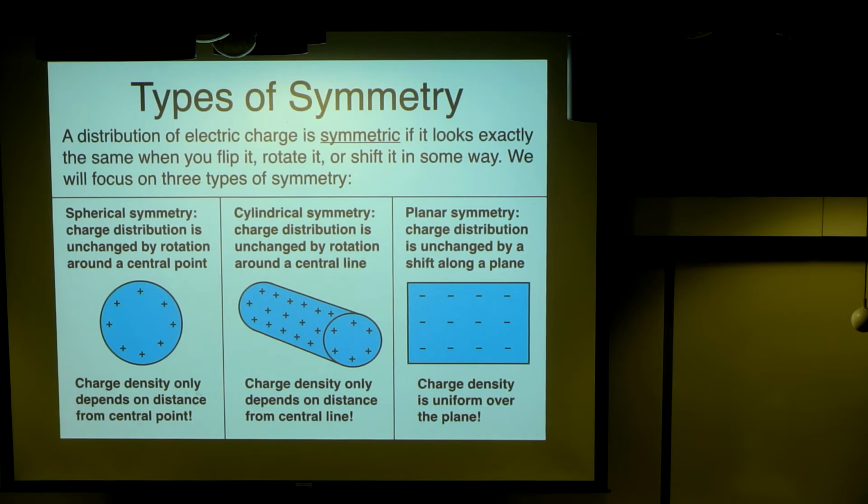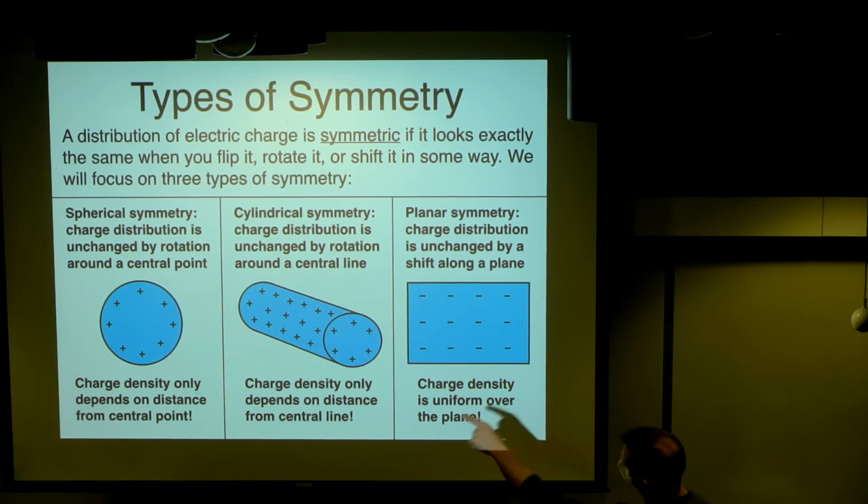So now let's get into those special cases. Or in other words, what are the different types of symmetry that we can have where Gauss's law will apply? So when we talk about a distribution of electric charge being symmetric, what we mean is if you do something to it, whether you rotate it or you flip it around or you shift it in some way, it still looks the same even after you do that. That's what we mean by symmetry, okay?